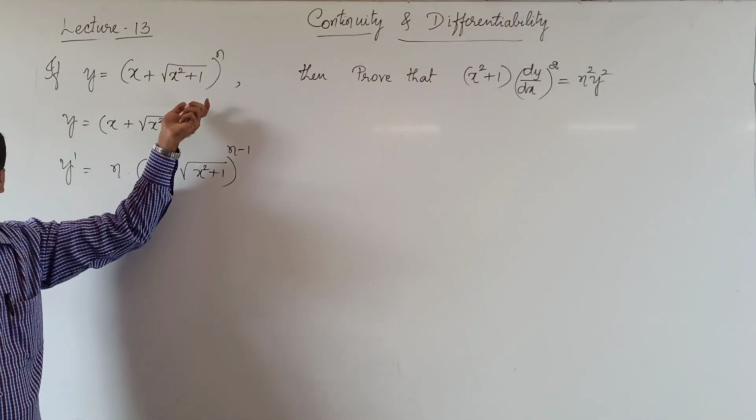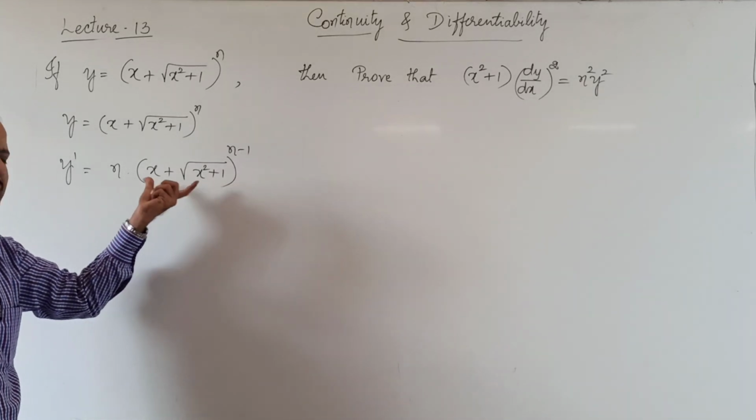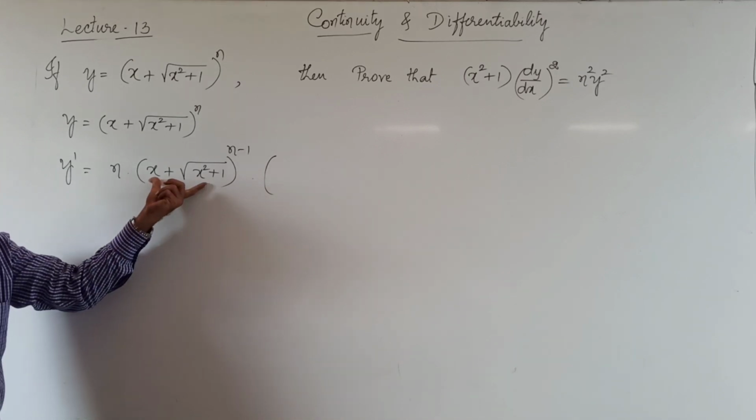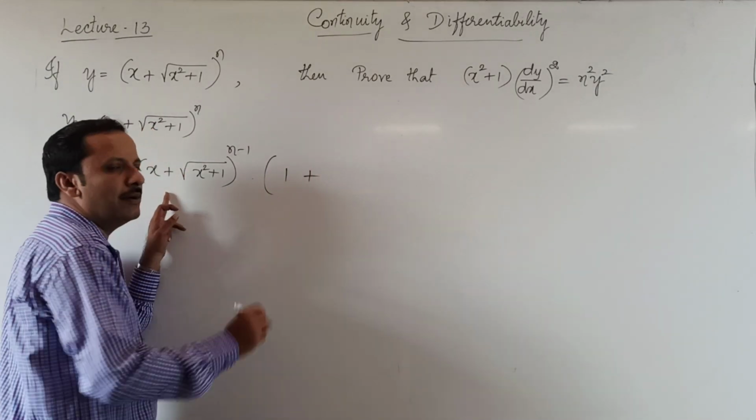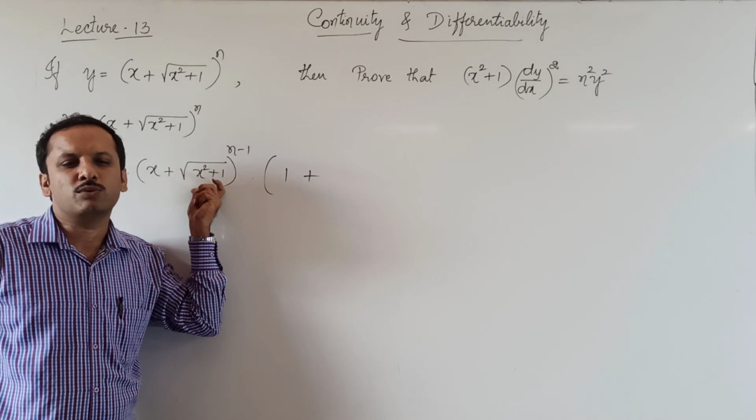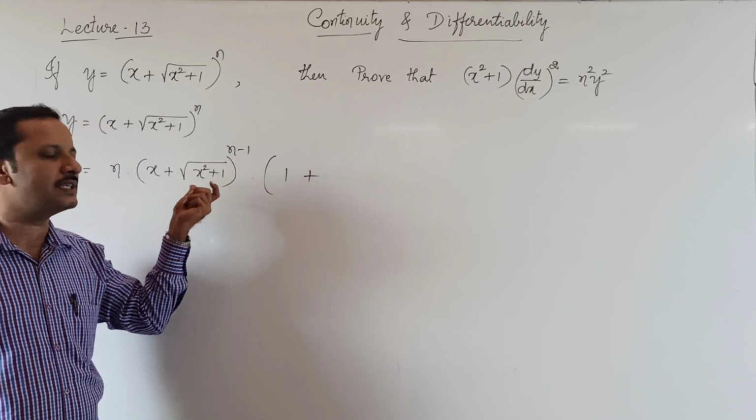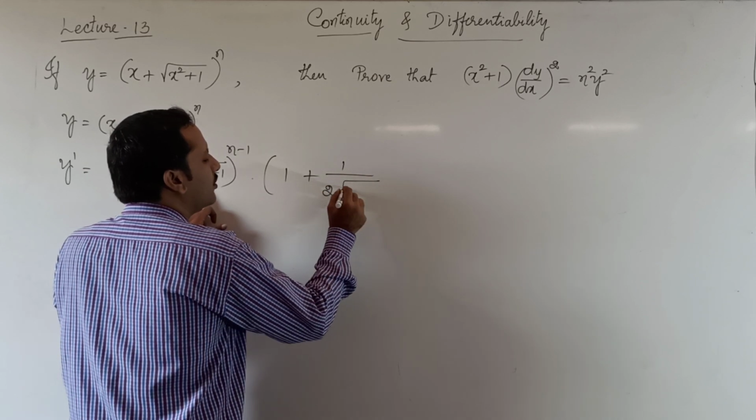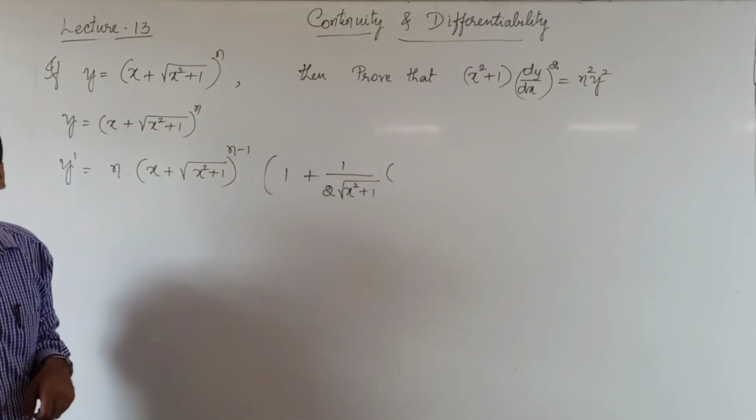But in place of x we have x plus root of x square plus 1, into, now we have to differentiate this. I am using the chain rule here. We have to differentiate x plus root of x square plus 1. The derivative of x is 1 plus the derivative of root of x square plus 1. Root of x square plus 1 is of the form root x. The derivative of root x is 1 by 2 root x. So the derivative of root of x square plus 1 is 1 by 2 into root of x square plus 1 into the derivative of x square plus 1.